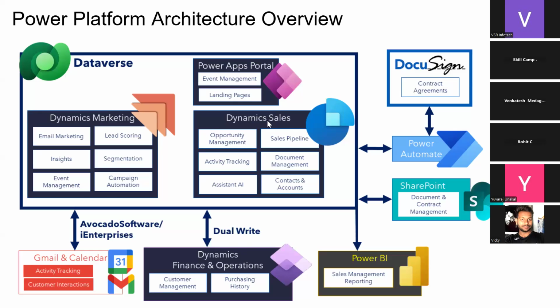Similarly, for sales: to run a particular event management portal, you would obviously need some sales and some marketing. So for sales as well, you will have to keep a different section for opportunity management. You would have to keep a sales pipeline, documentation management, and some activity tracking, plus an AI assistant which we can build with Power Virtual Agents. Now, in order to automate all these features internally, you will be using Power Automate.